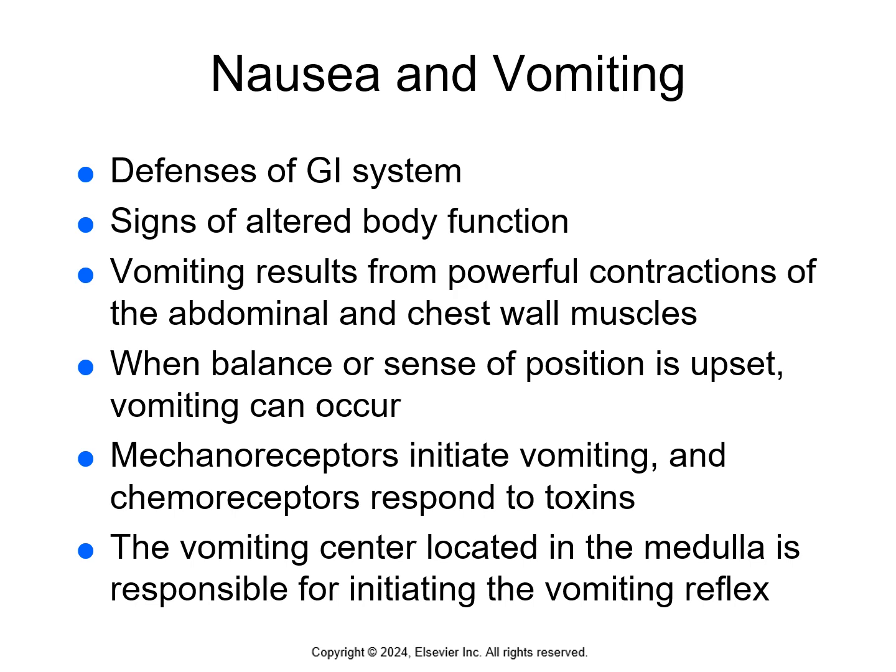So some issues of the GI system are nausea and vomiting. These are defense mechanisms in the GI system. They're signs of altered body function. So nausea is an unpleasant sensation or the need to vomit. Vomiting is the forcing of the stomach contents up through the esophagus and out through the mouth.